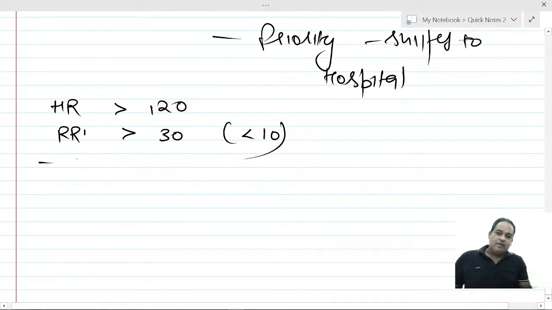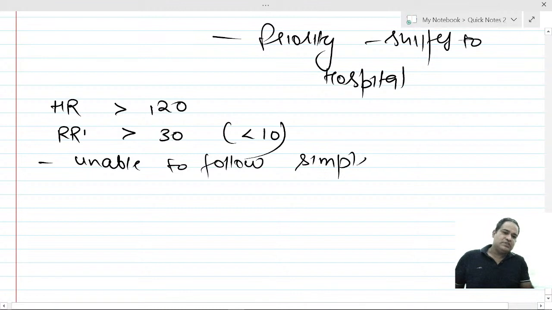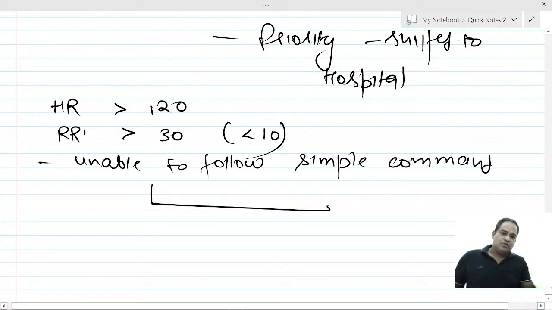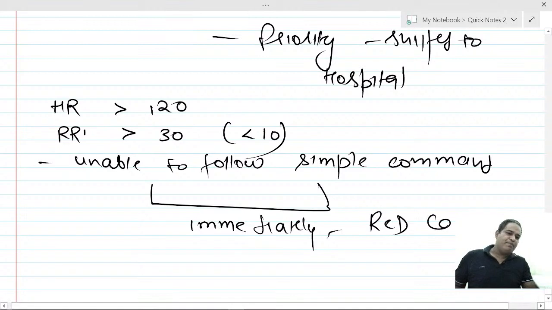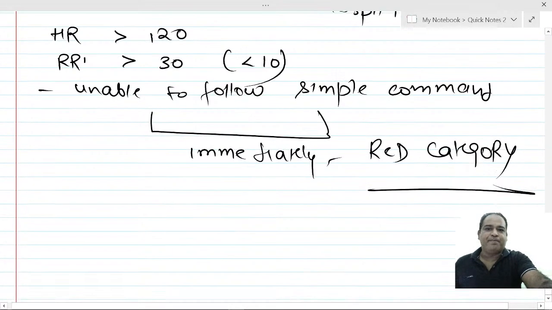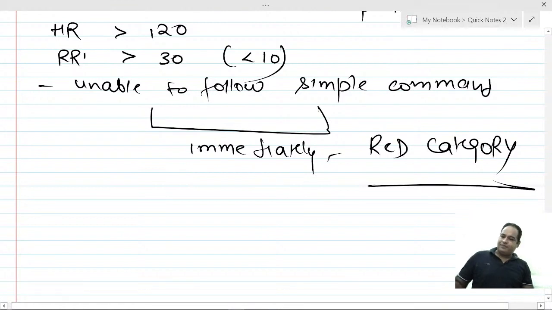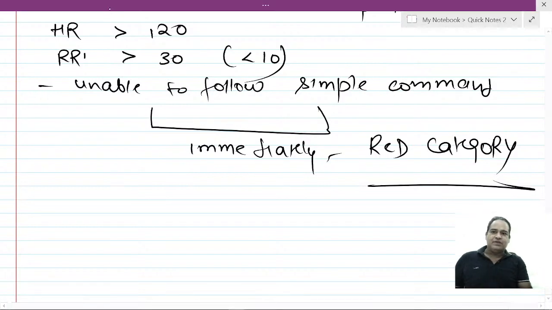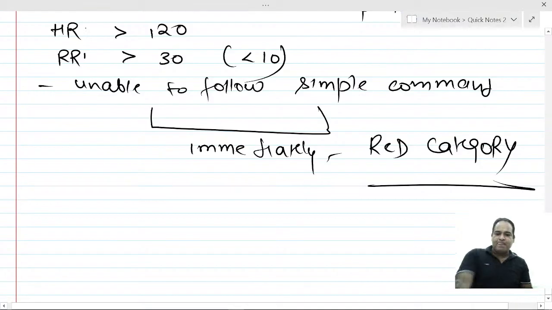Fine. Patient who is unable to follow simple command, they must be attended immediately and they should be put in red category. This is extremely important. Fine.